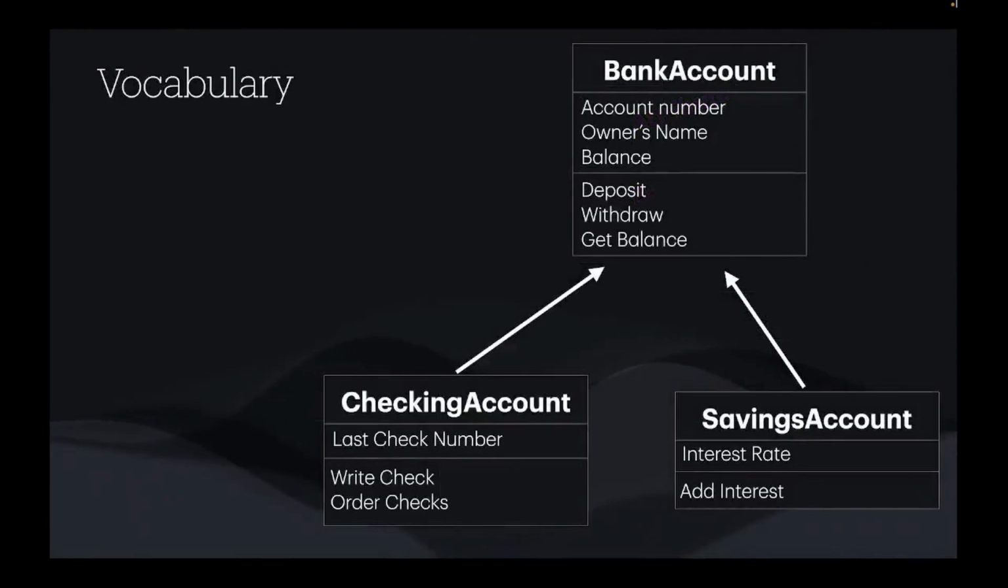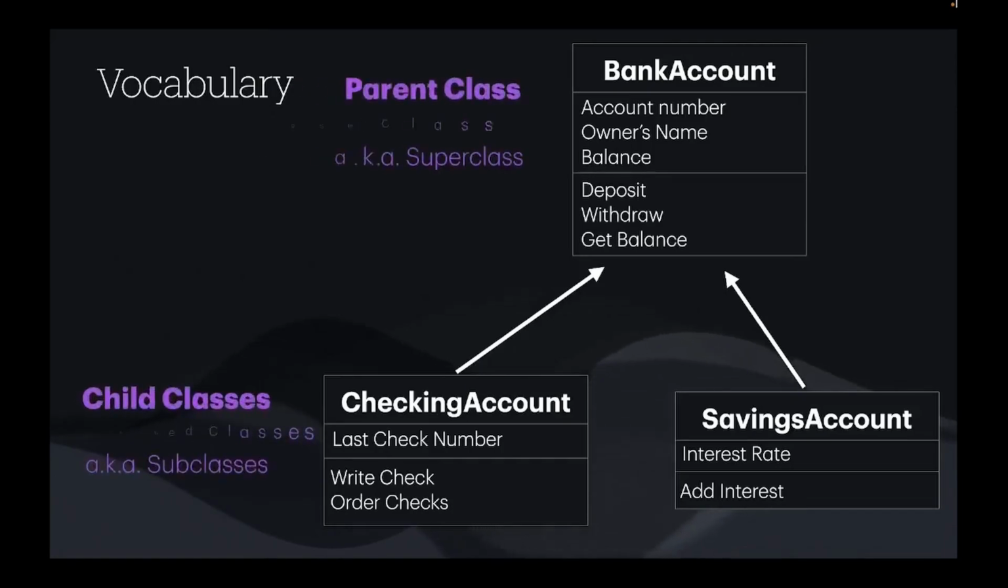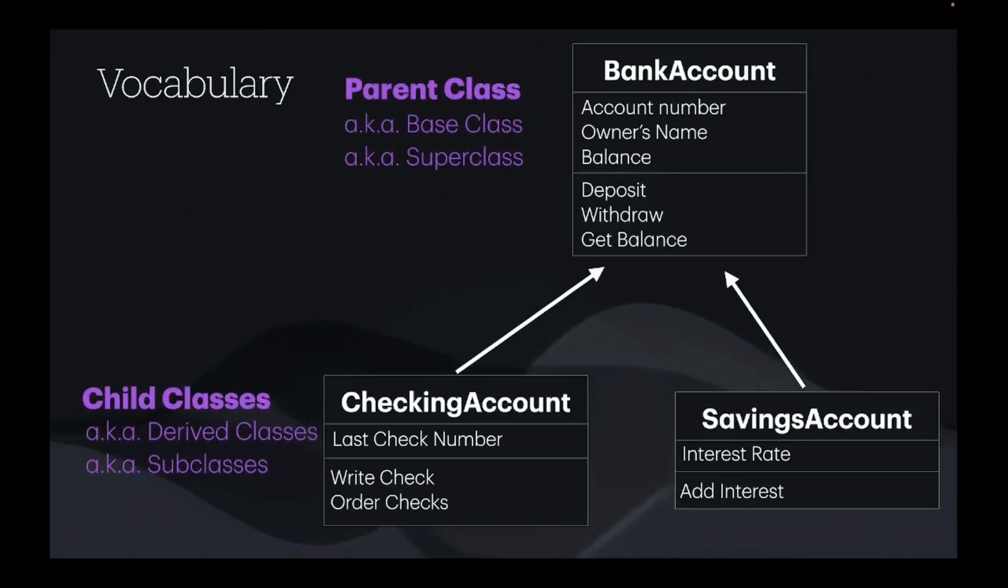Now, we're going to need some vocabulary to be able to talk about these relationships, right? This hierarchy of relationships that we are establishing. So at the very top of this, the class that everything is going to be inheriting from, we can refer to that as the parent class. And any class that inherits from that, we can refer to that as a child class.